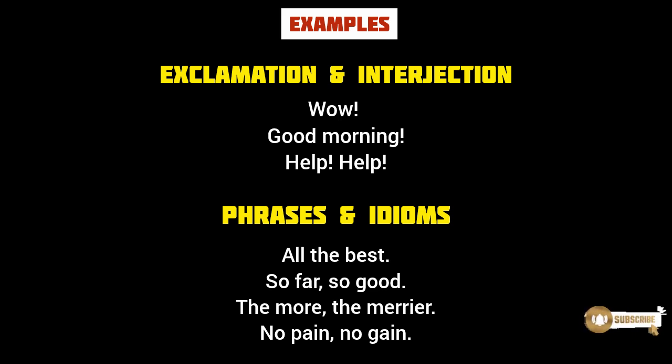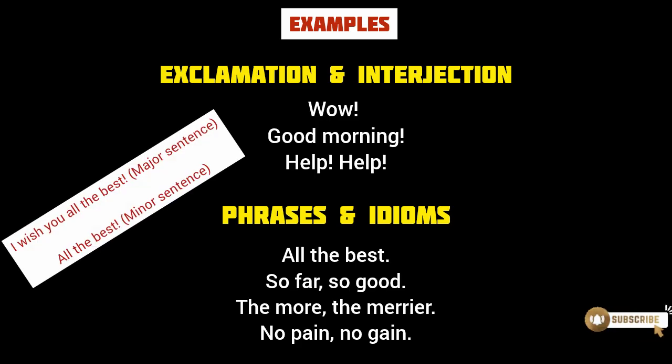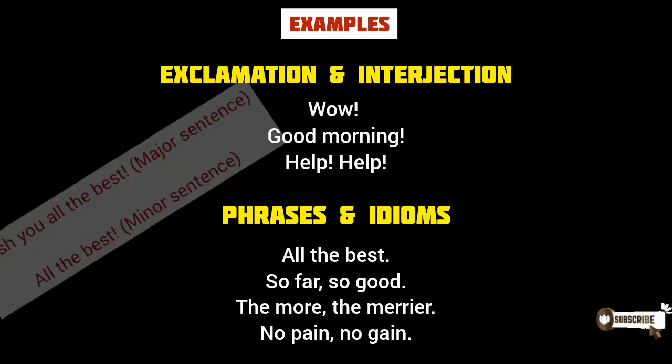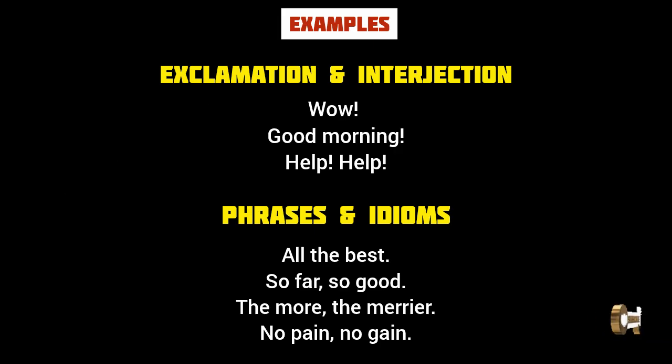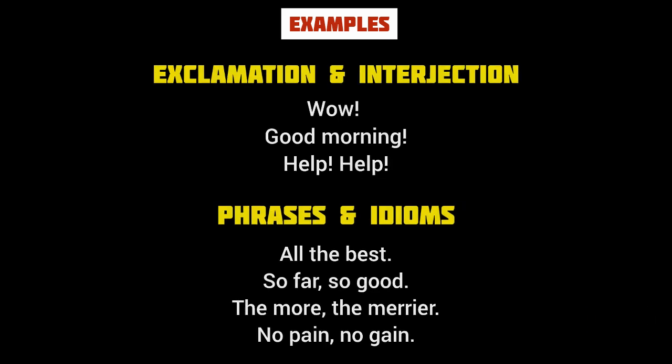Phrases and idioms can also be used as minor sentences in English. For example, instead of saying, I wish you all the best, we simply say all the best, which is a phrase and a minor sentence in grammar. And then the idioms so far so good, the more the merrier, no pain, no gain are all categorized as minor sentences in English grammar. Why? Because they do not follow the regular subject predicate structure and yet express an understandable meaning.